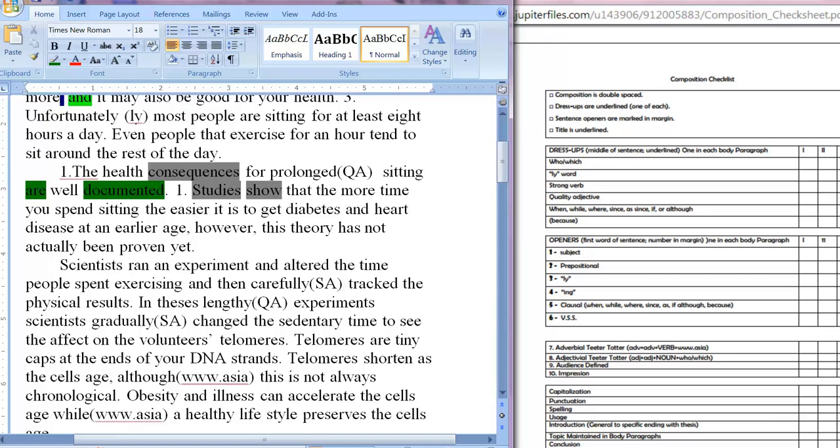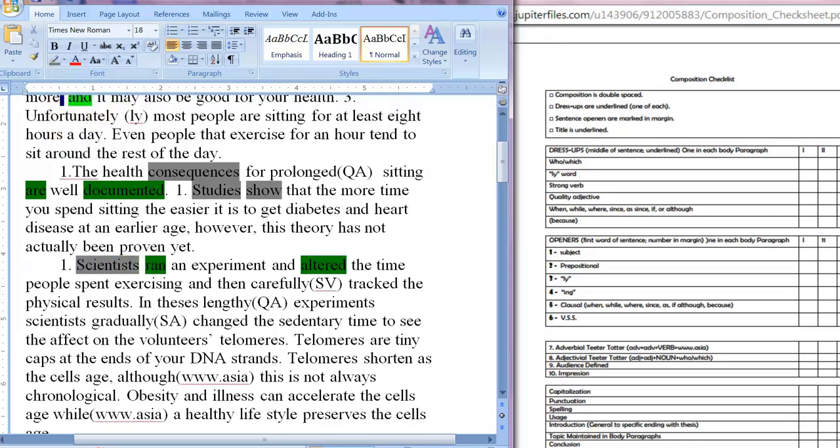Scientists ran, we have another subject opener. Scientists ran an experiment and altered the time people spent exercising and then carefully, and you have an SA here, and I'm guessing it's with tracked, and that would be a strong verb. Tracked the physical results. And right here, just to point this out, you have scientists ran, which is our verb, and then you have another verb, altered, and you have one noun, our scientist.